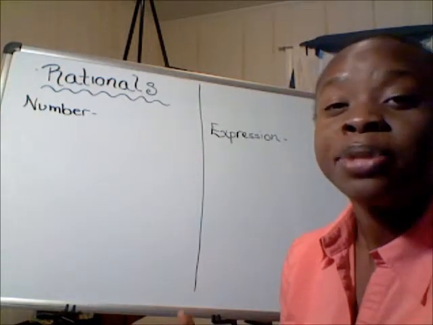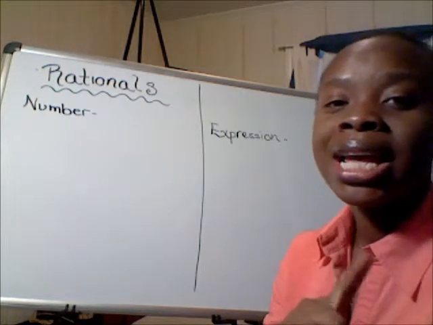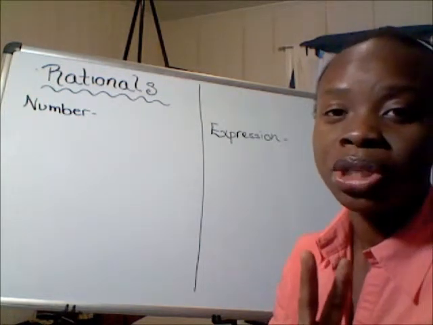Now, there are two types of rationals that we're going to talk about today. The first type are rational numbers, and the second type are rational expressions.